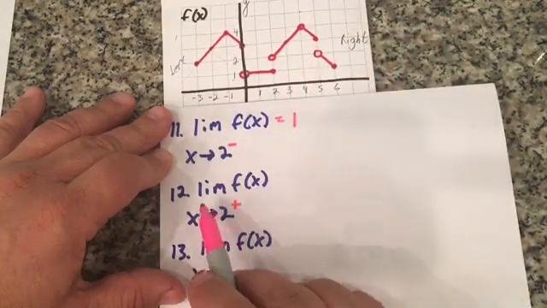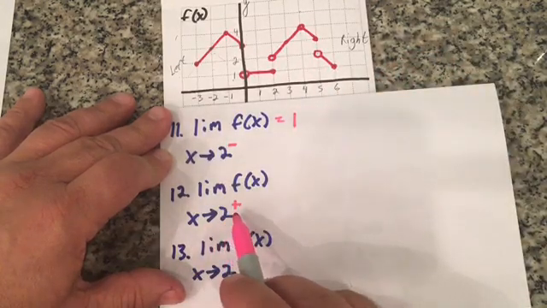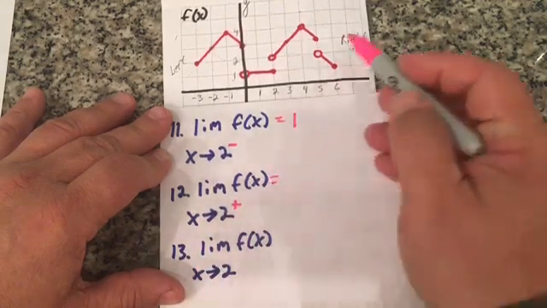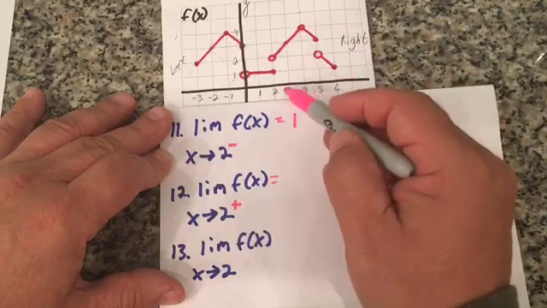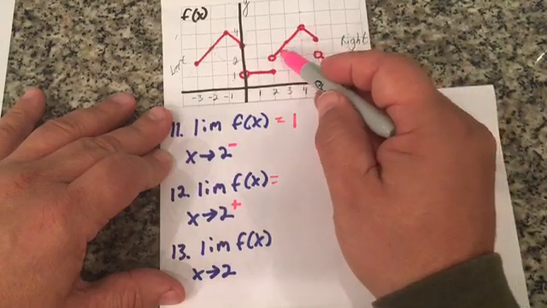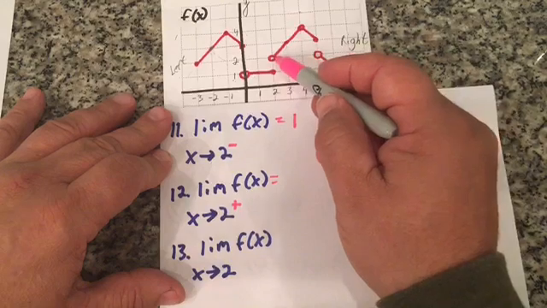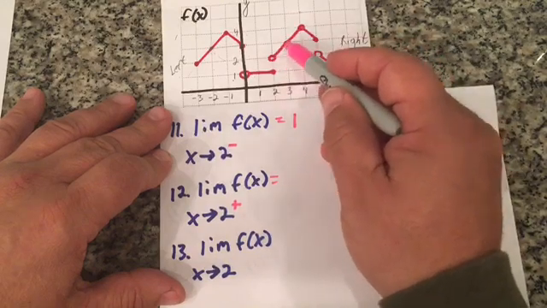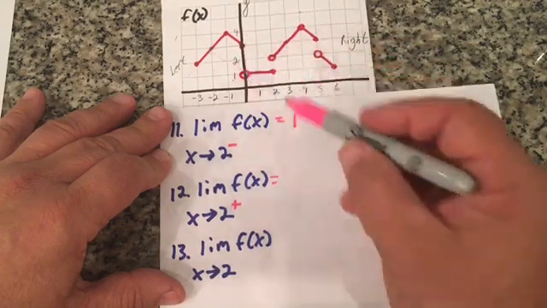What's the limit as x approaches 2 from the right? So here's the right side. I'm getting closer and closer to the x value 2. What y value do I get closer and closer to as I get closer and closer to the x value 2? The y value that I get closer to is y equals 2.